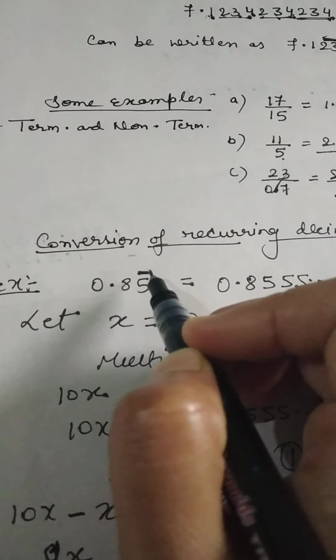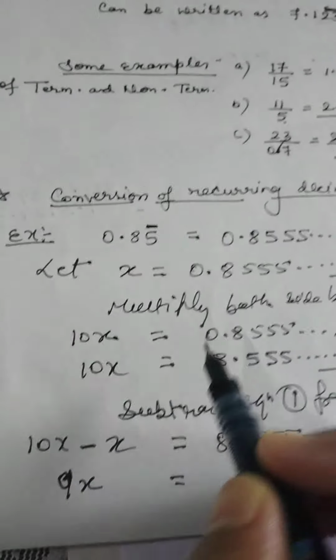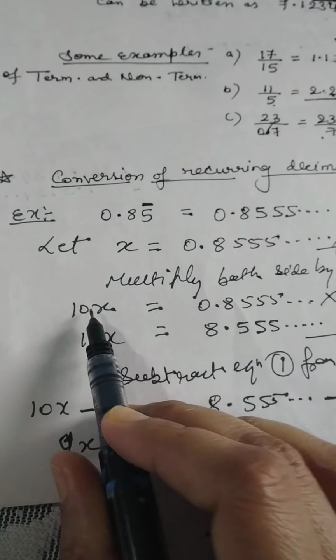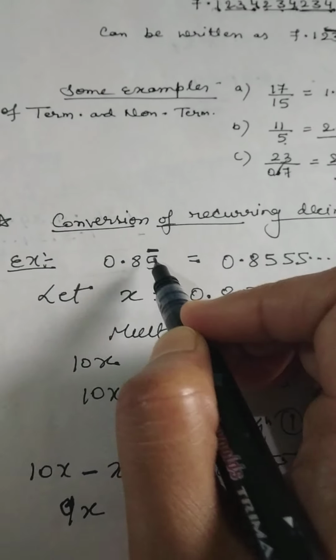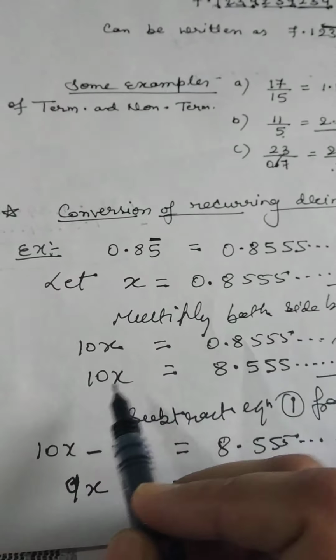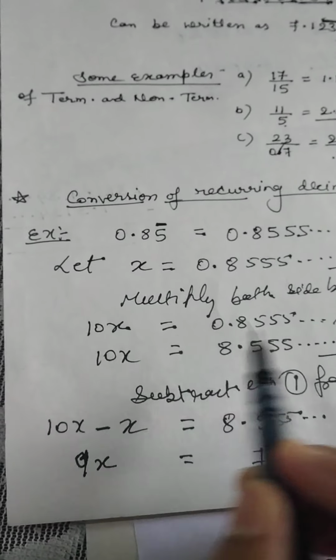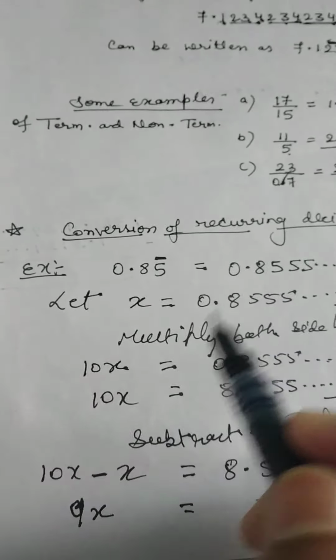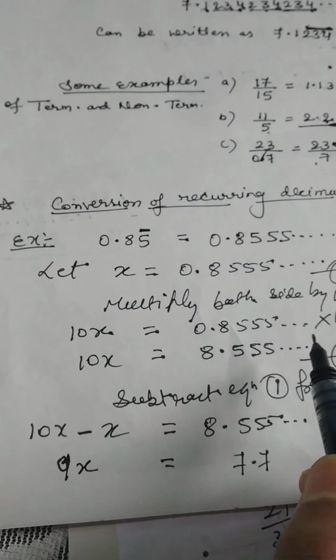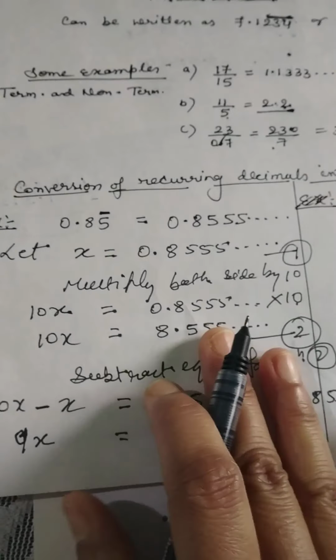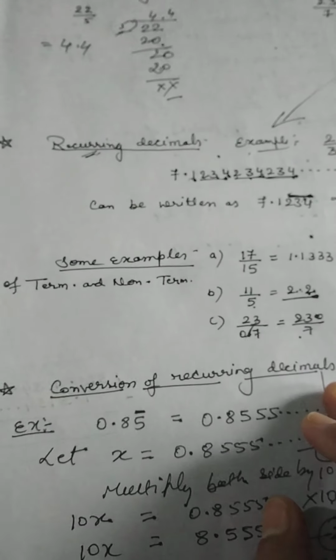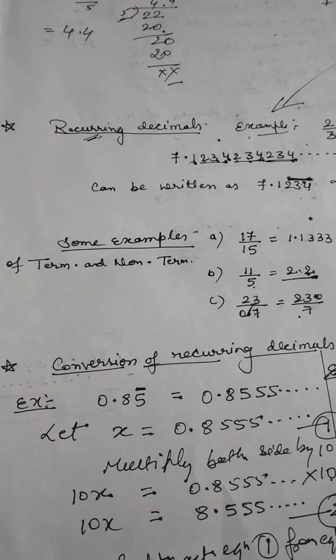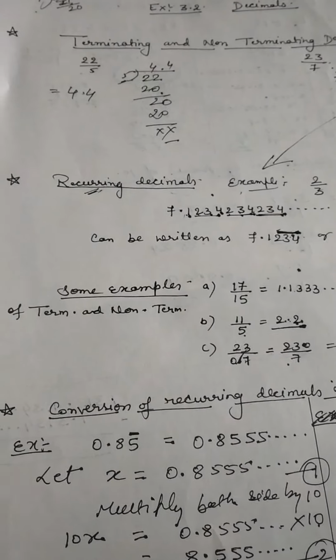Means if the bar is above 1 digit, you will multiply by 10 both sides. If the bar is above 2 digits, then you will multiply both sides by 100. If the bar is above 3 digits, then you will multiply both sides by 1000. So try these questions. Next video I will teach you approximation and significant figures. Okay.